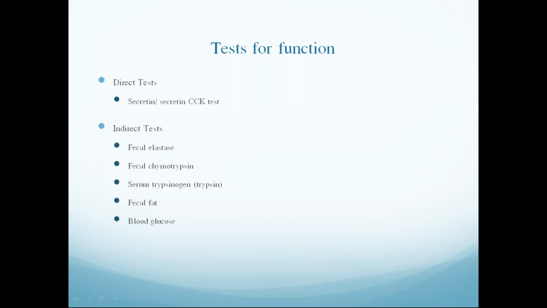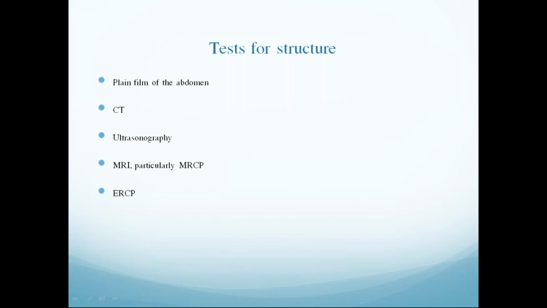So what are the tests? Direct tests use the secretin cholecystokinin test, and indirect tests are fecal elastase, fecal chymotrypsin, serum trypsinogen, fecal fat, and blood glucose. This is the combination of tests that is required for the confirmation of the diagnosis of chronic pancreatitis. So generally, on examination and detailed history, we can tell whether the patient is presenting with acute or chronic pancreatitis. After the examination, we go for the functional tests, that is direct and indirect tests.